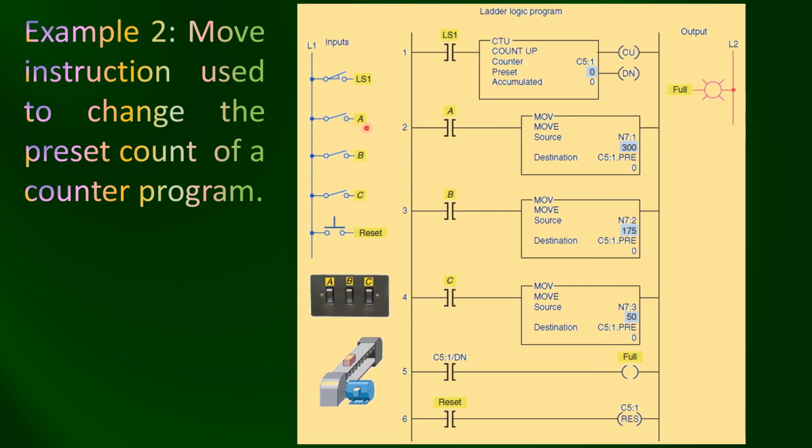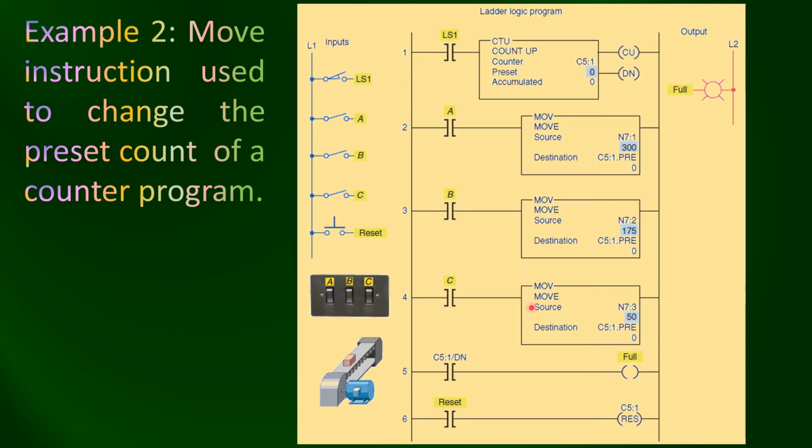Now if I select A, this means the counter can count a maximum of 300. If I select B, the counter can count only 175. And if I select C, the counter can count only 50. And of course, for the counter, we always need one reset action. The reset action is over here. Now the question is, there is a mistake in this program. Can you identify that mistake? The second thing, if you can identify the mistake, how can you change the program to rectify the mistake?